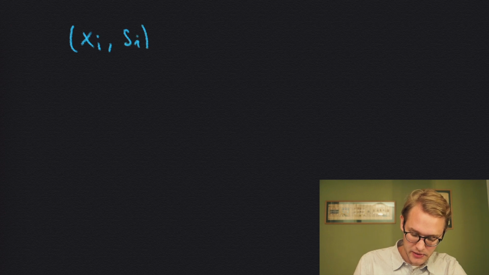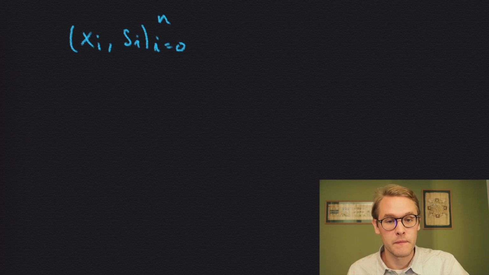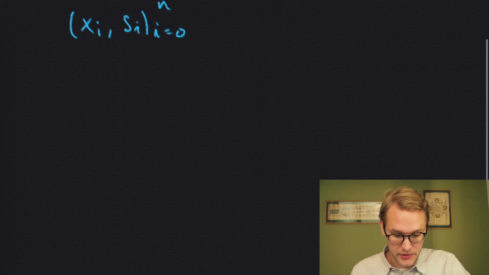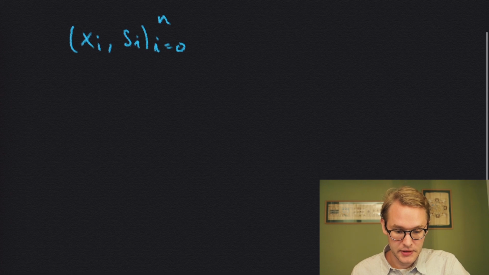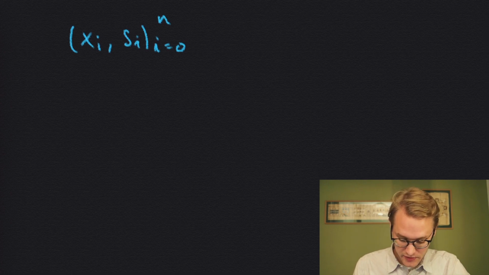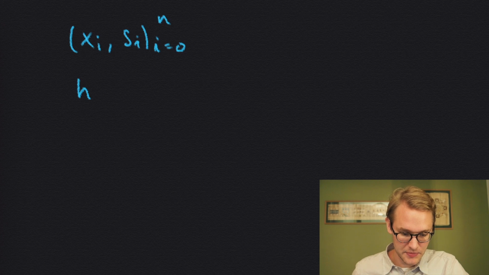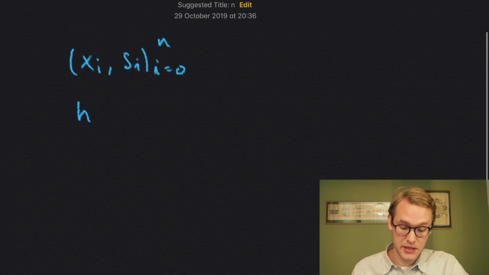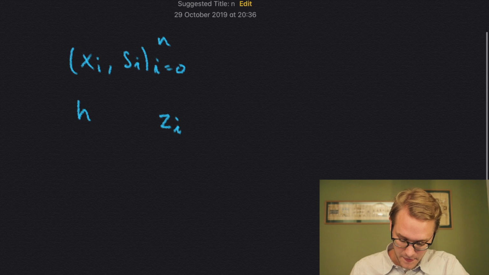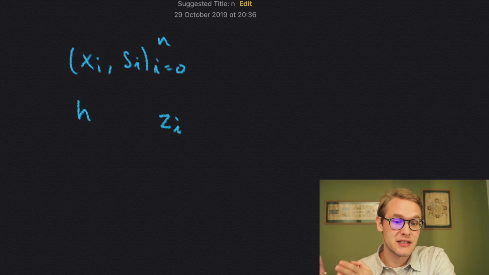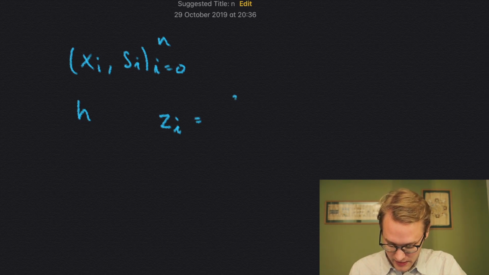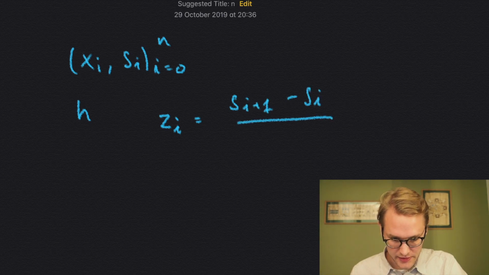Alright, so say that we have some points xi, si, all the way from i equals 0 to n, like we did before. And now we want to compute the difference between every node. So the difference between them is h, that's the step size. And we can write down a simple function for every finite difference approximated derivative at these points, which will be s i plus 1 minus s i divided by h.